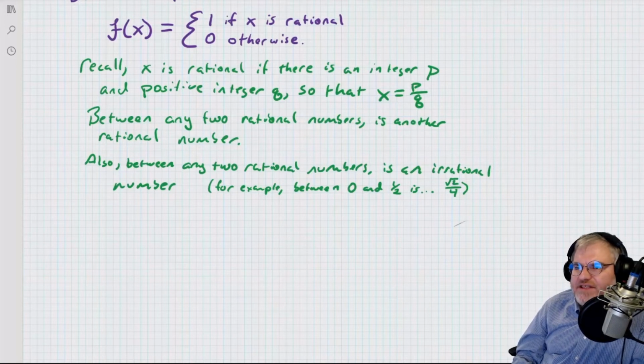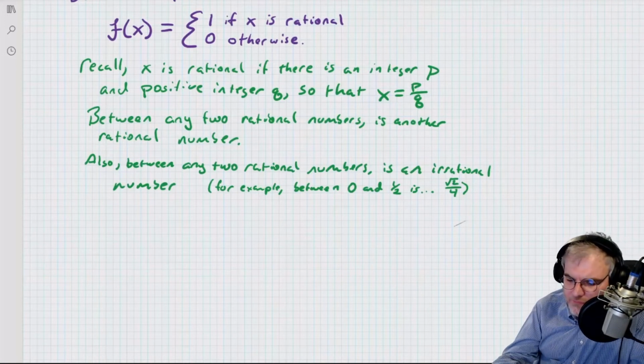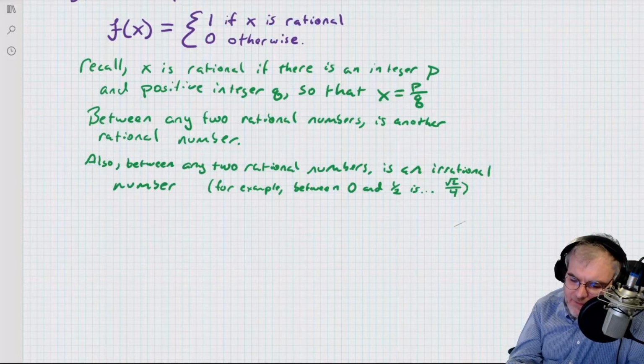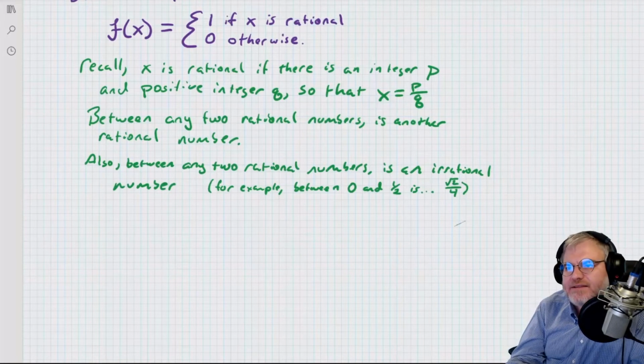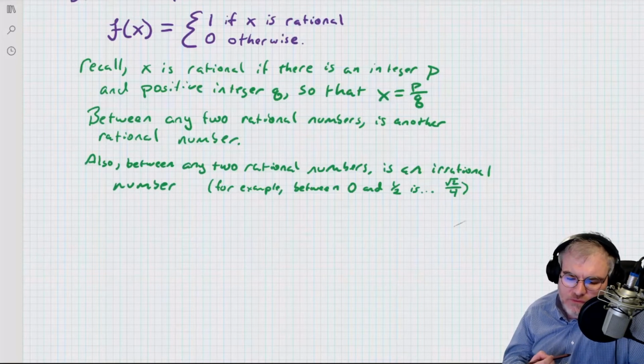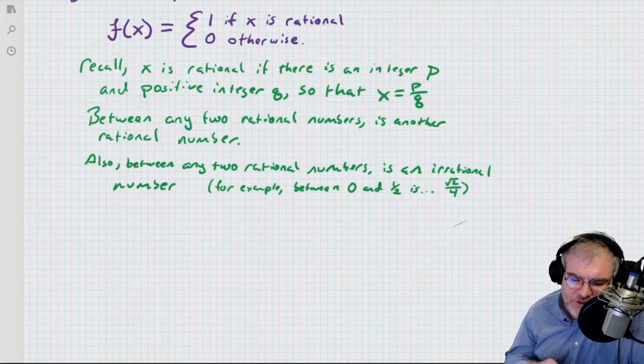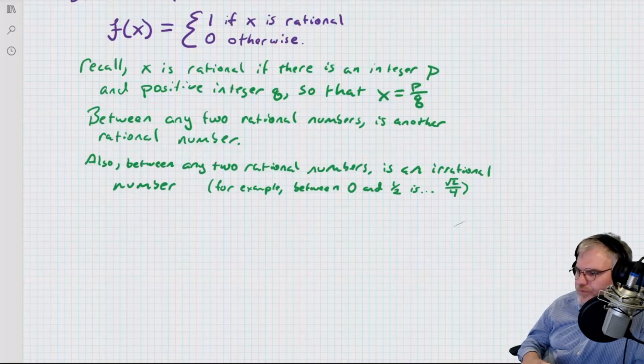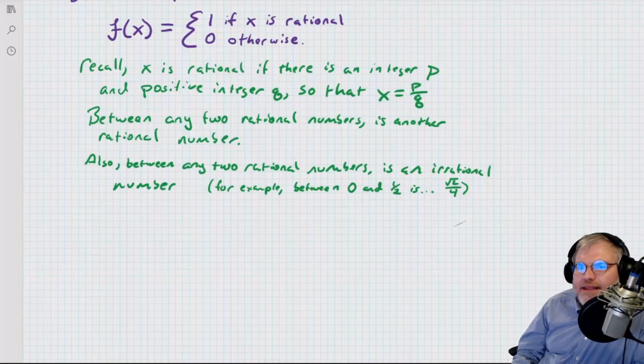Now, that's going to give us a very strange function. Think about what this does. Between any two rational numbers is another point with output 1. But between any two irrational numbers is also an output of 0. So this thing is going to look like this. It's a weird function.